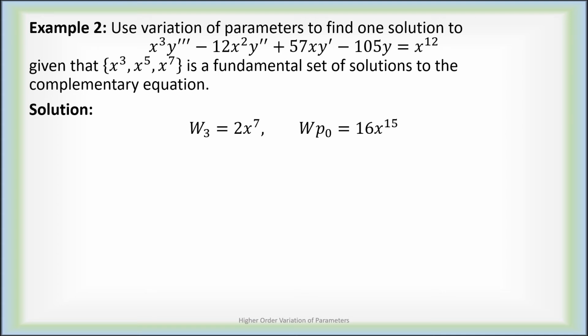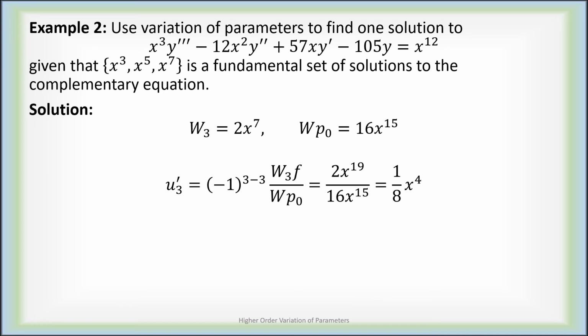And finally, W3 is 2x to the 7th, and the denominator we already computed. Therefore, U3 prime, given by the same formula, all simplifies down to 1/8 x to the 4th. That's U3 prime, so to find U3, we anti-differentiate and use any constant of integration we want, like 0. So U3 is going to be 1/40th x to the 5th. Multiply by Y3, the third element of our fundamental set. Multiply this by x to the 7th, get 1/40th x to the 12th.